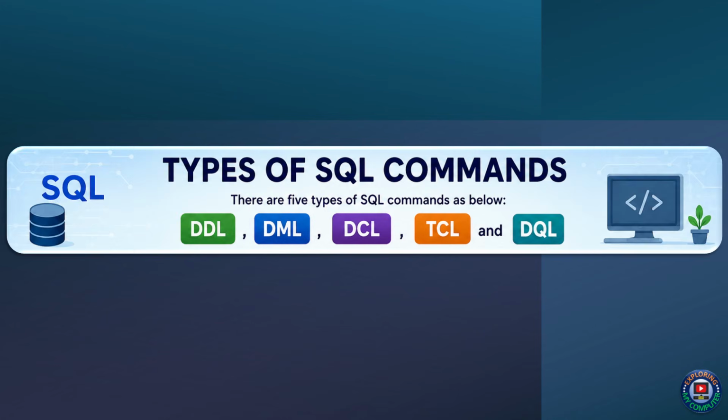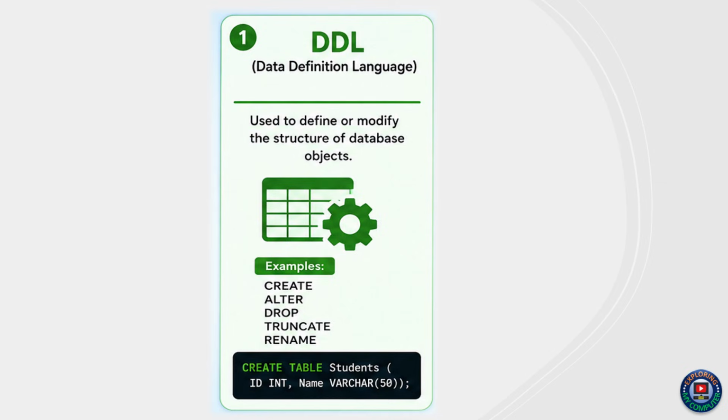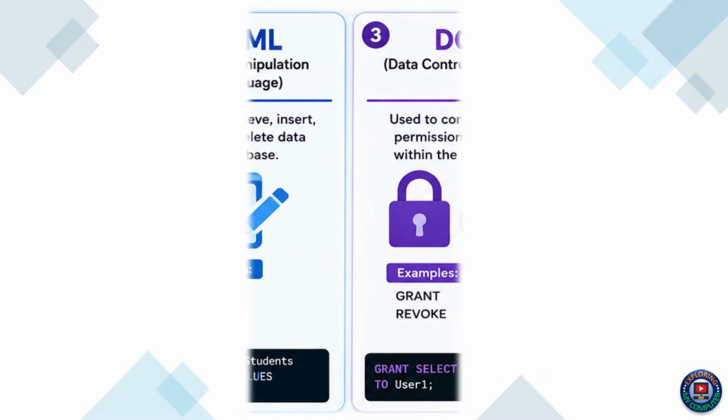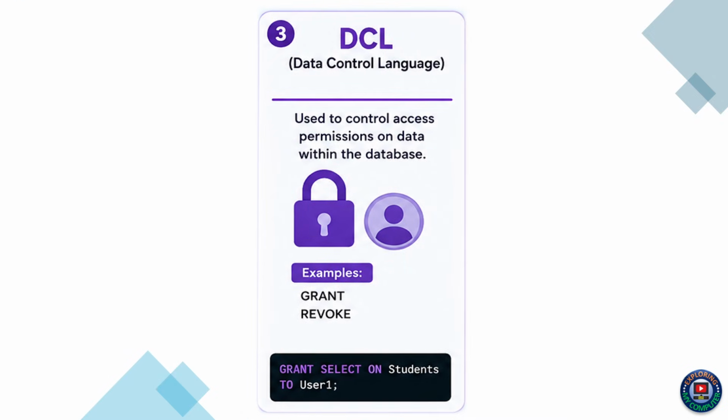There are 5 types of SQL commands. These are DDL, DML, DCL, TCL, and DQL commands. DDL commands are used to define or modify the structure of database objects. DML commands are used to retrieve, insert, update or delete data in the database. DCL commands are used to control access permissions on data within the database.